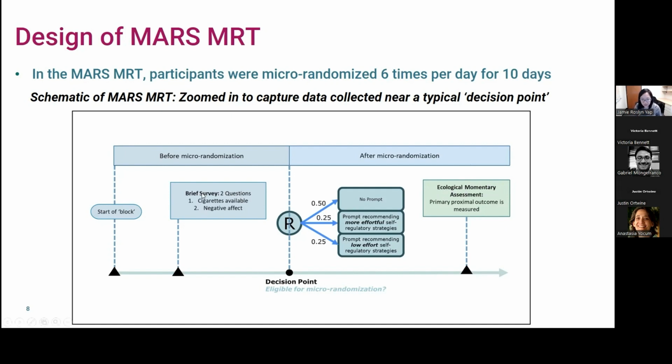Okay, so to summarize, we have here what I will call a block, and within each block at the start, a brief survey happens. Approximately a few minutes afterwards, microrandomization happens. Approximately 1 hour after the microrandomization, an ecological momentary assessment, or EMA, is delivered, from which we obtain our primary proximal outcome for this study.